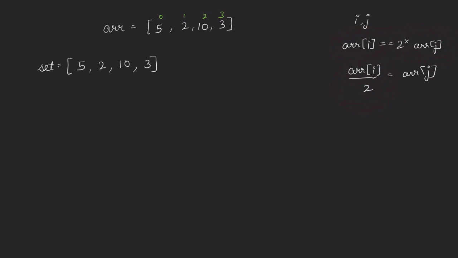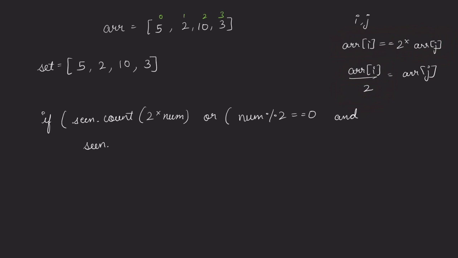So basically, suppose the name of the set is seen. In the seen set, you will count, let's suppose the current number is num. So you will check whether 2 into num is present or not. Or you will check that if the number modulo 2 is equal to 0, that is, it is an even number, and in the set, the count of num by 2 is 1. If any of these conditions holds, then we will return true, right? So this is what we are going to do. Here you would be running a for loop in the array just once, right? So let's quickly code this out.